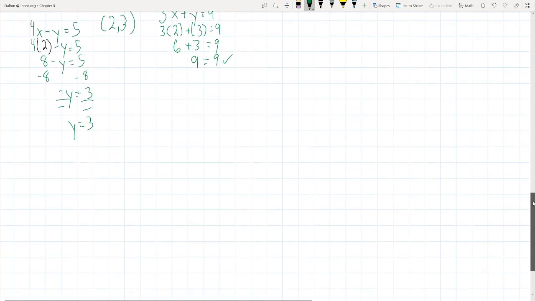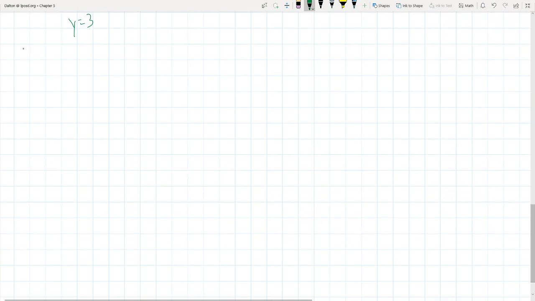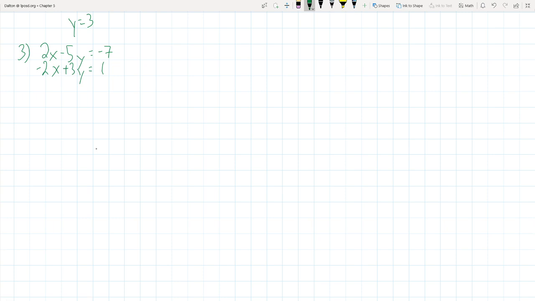Okay, let's look at the next one. Number 3. 2x minus 5y equals negative 7. Negative 2x plus 3y equals 1. A question you should ask yourself is, all right, which one am I solving for? Am I solving for x or am I solving for y? You should be able to answer that as you look at it. Where that might be helpful is later on, there will be times where it doesn't work out, and we actually have little tricks in order to make it work.